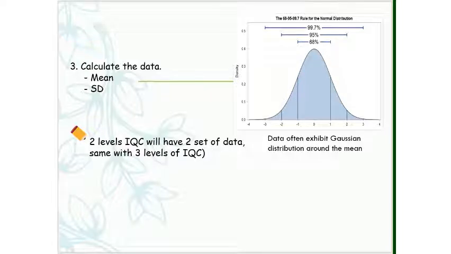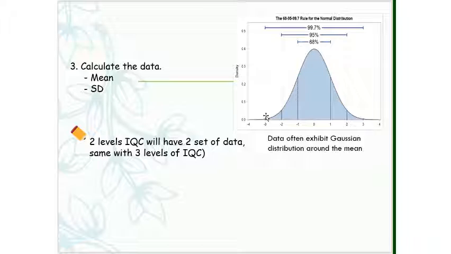Usually, after we get the data, we need to calculate it. We usually calculate the mean and SD of the QC data. Theoretically, repeating the same sample will produce the same results. However, that does not happen, and there will always be variation in results produced by the same sample.